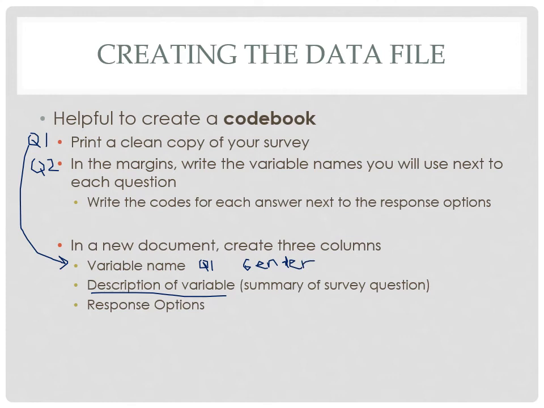And then in the third column, you would have the possible response options, like 1 equals female and 0 equals male. And so you would have this table that has this information for every variable in the data set. This is just a reference that you use when you're doing the data analysis so that you know, without having to constantly flip back to the survey, what all of these variables in the data set mean.